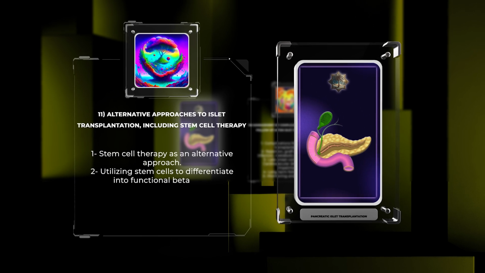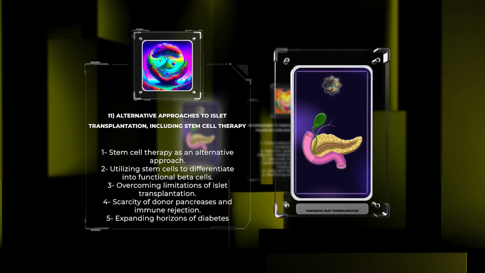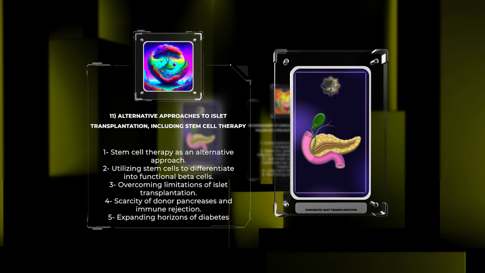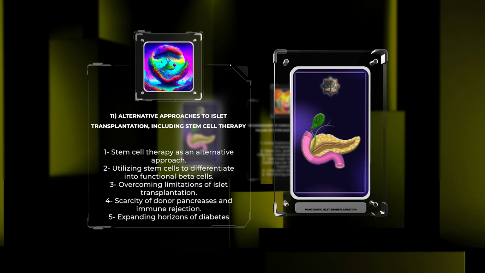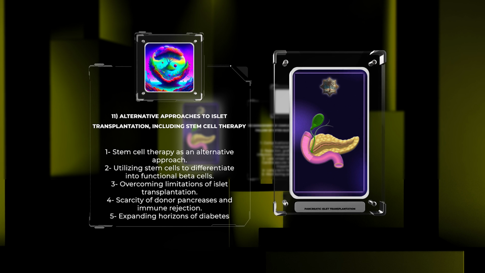Despite the advances in islet transplantation, alternative approaches, such as stem cell therapy, have emerged as potential avenues in the field of diabetes management. These approaches involve utilizing the potential of stem cells to differentiate into functional beta cells. Stem cell therapy holds promise in overcoming the limitations associated with islet transplantation, such as the scarcity of donor pancreases and immune rejection. Exploring these cutting-edge techniques and their potential clinical applications is crucial in expanding the horizons of diabetes treatment.